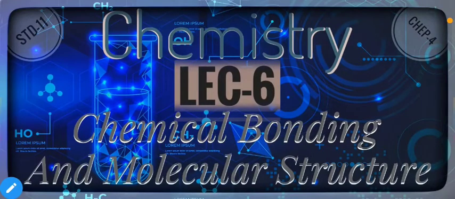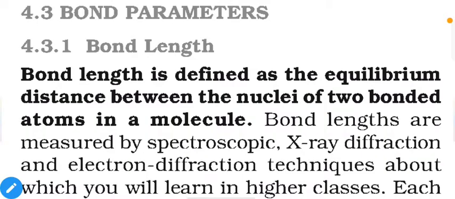In the previous lecture we discussed ionic solids, and from this point onward we will start with bonds. Here we will discuss bond parameters like bond length, bond angle, bond enthalpy, bond order, resonance, polarity, etc. Step by step we will discuss each and every parameter related to bonds. So let us start with bond length first.